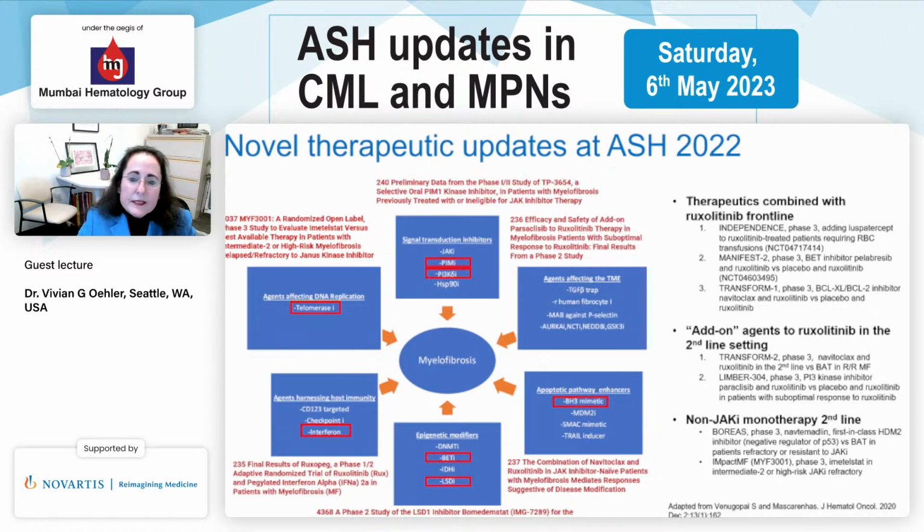So as noted, this is an exciting time, and we may see some additions to the treatment arsenal of myelofibrosis in the future. And there are several ongoing important phase 3 studies, and these include combinations with ruxolitinib frontline with pelabresib and navitoclax, also some add-on combinations to ruxolitinib in the second line and beyond. And there is also the ongoing phase 3 study of monotherapy with imetelstat in the second line and beyond.